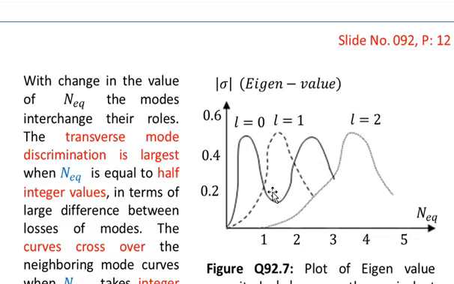Whereas the L equal to 1 mode starts increasing, that is, it starts contributing towards the beam axis. So when the value is increasing, it means that it starts contributing towards the beam axis, and when the value is decreasing, it means that its contribution is moving away from the beam axis.